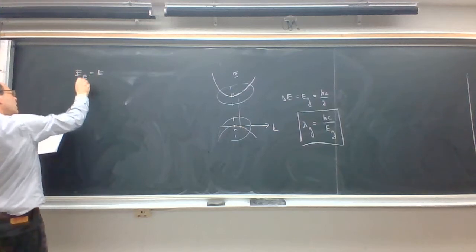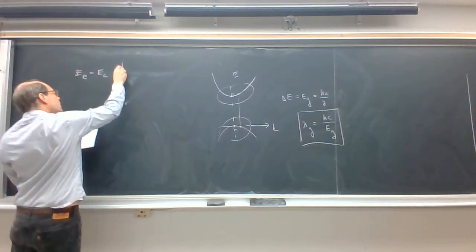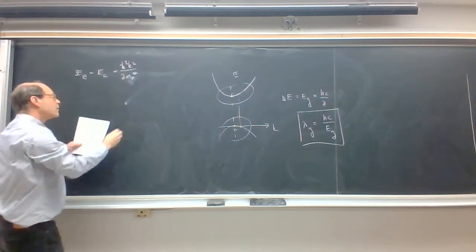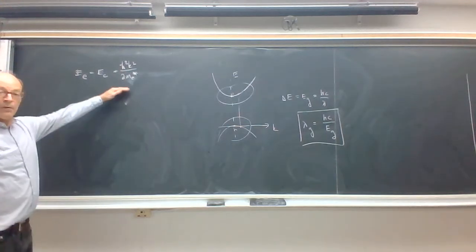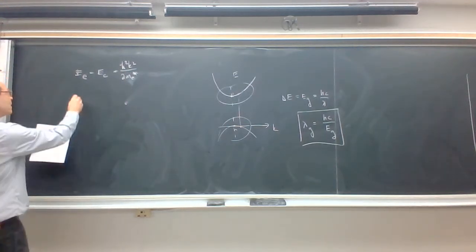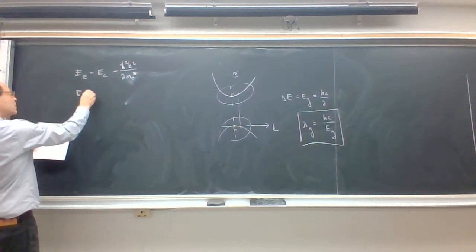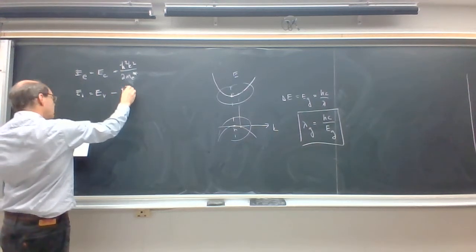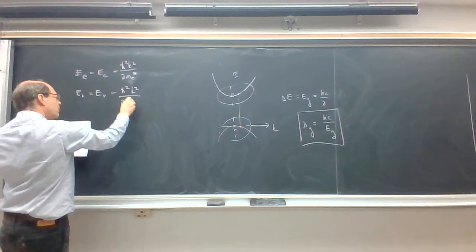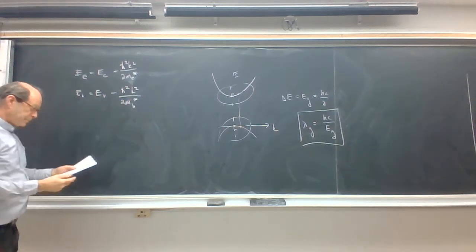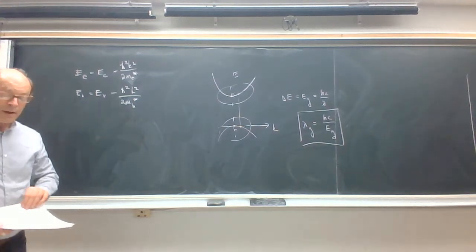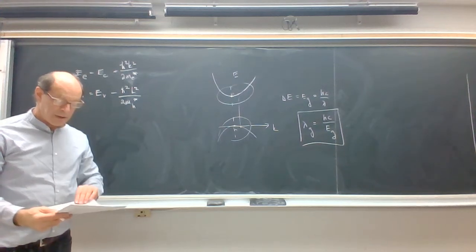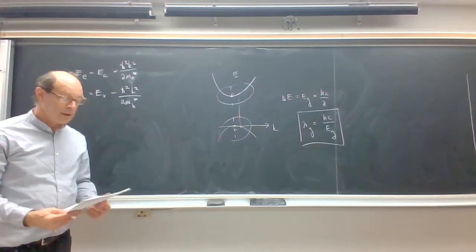E sub e equals E sub C plus h bar squared k squared over 2 m e star. So that is the parabolic shape of the conduction band. And then E sub h equals E sub V minus h bar squared k squared over 2 m h star. So we have the expression of both the conduction band and the valence band shapes.